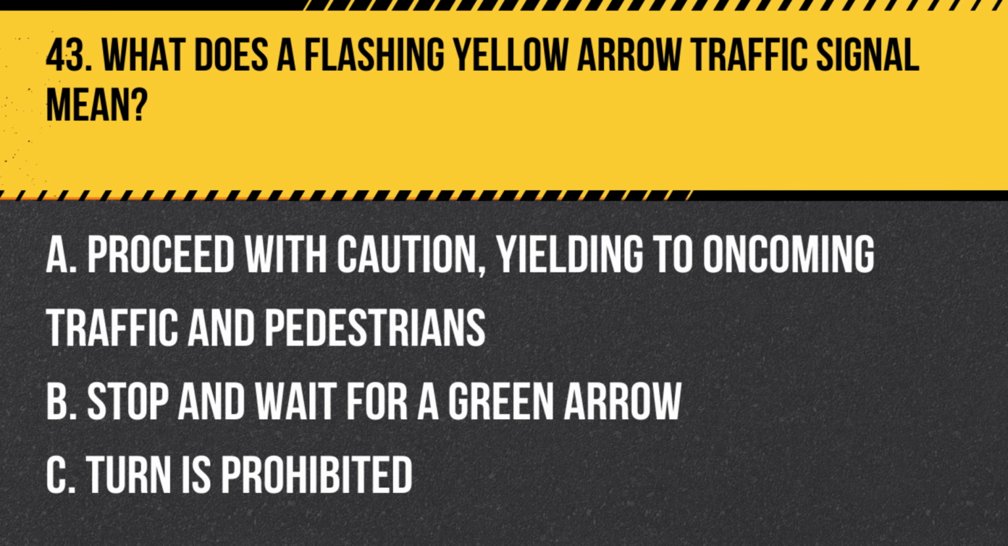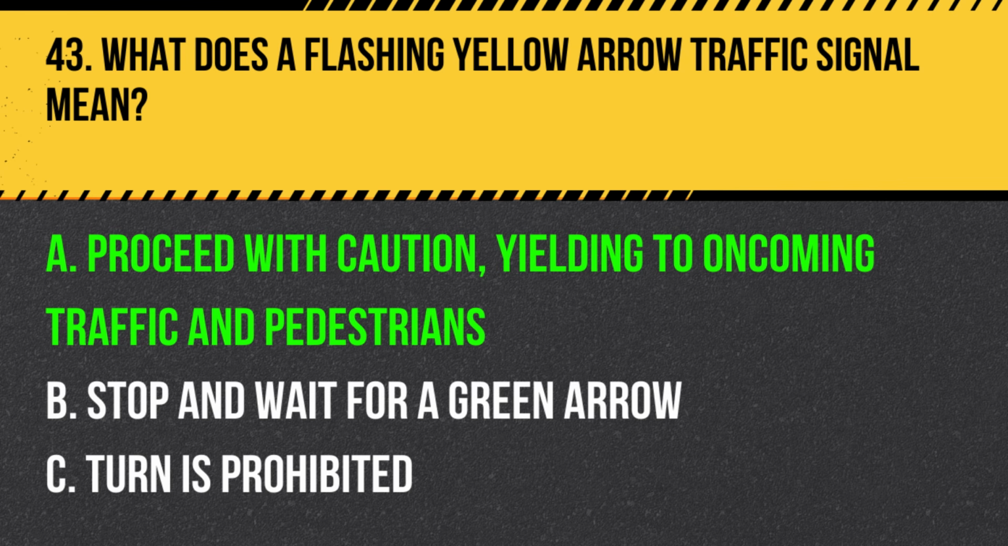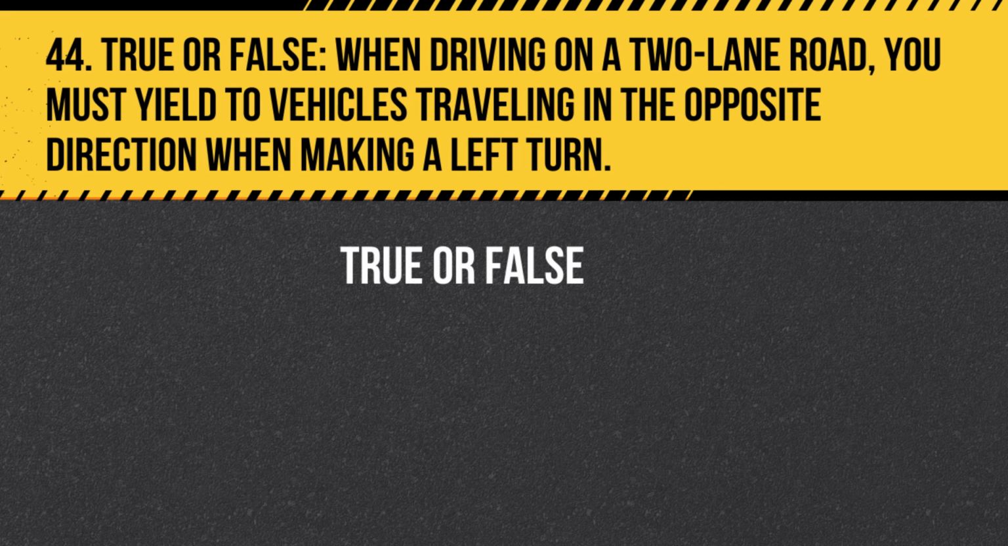Question 43. What does a flashing yellow arrow traffic signal mean? A. Proceed with caution, yielding to oncoming traffic and pedestrians. B. Stop and wait for a green arrow. C. Turn is prohibited. Answer. A. Proceed with caution, yielding to oncoming traffic and pedestrians. A flashing yellow arrow traffic signal means that you may proceed with your turn with caution, yielding to oncoming traffic and pedestrians.